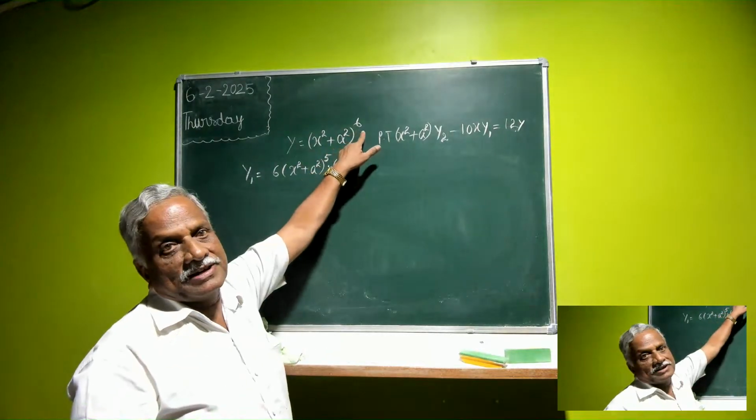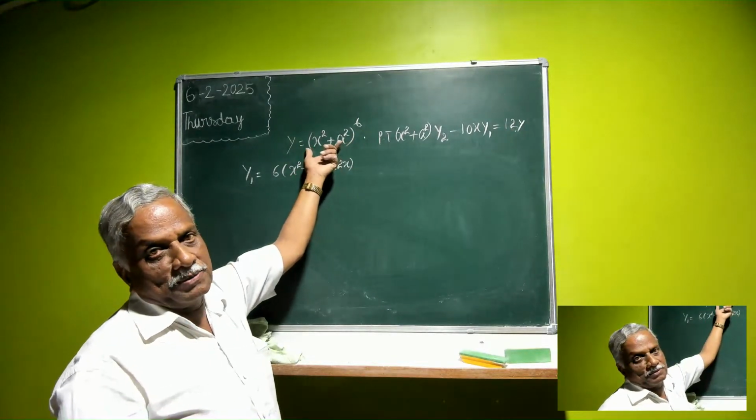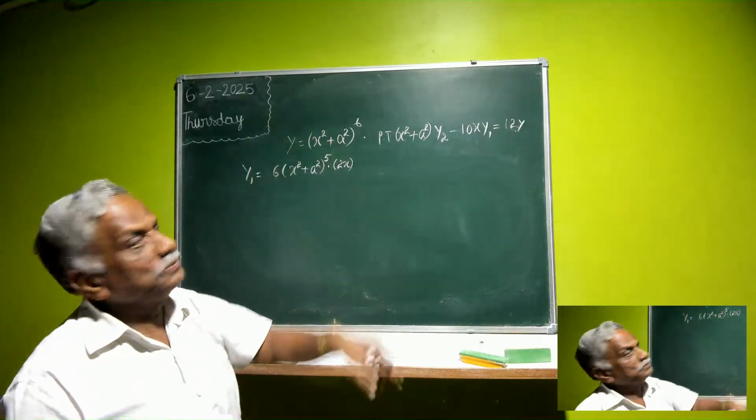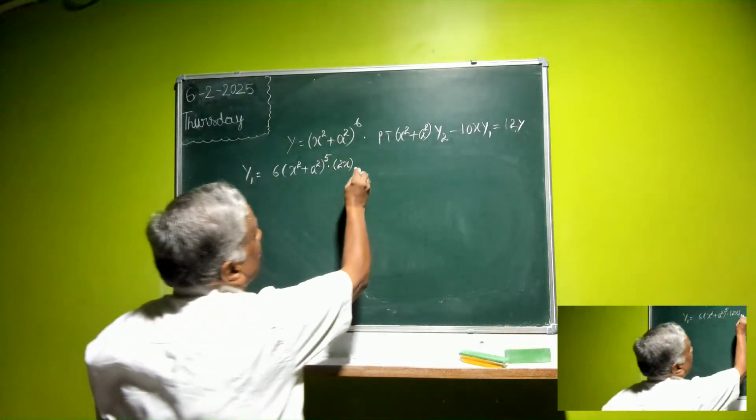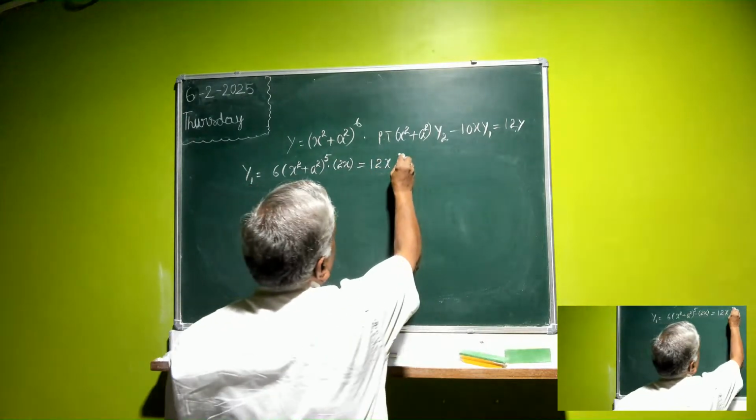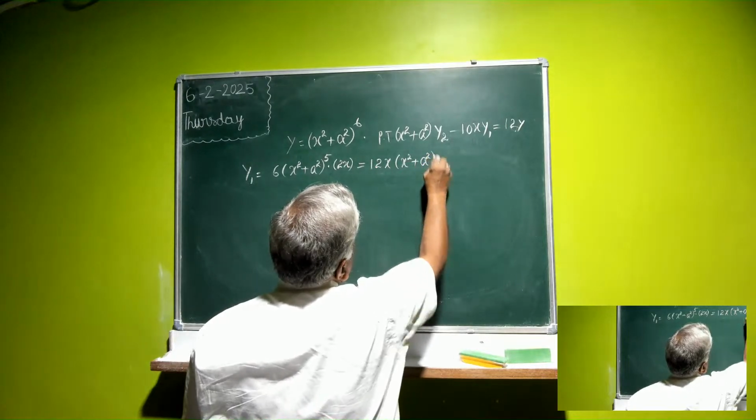First, you should differentiate the power: 6 times (x square plus a square) to the power of 5 in place of x. Then you should enter inside: x square is 2x, a square is 0. Now you can write this as 12x into (x square plus a square) to the power of 5.